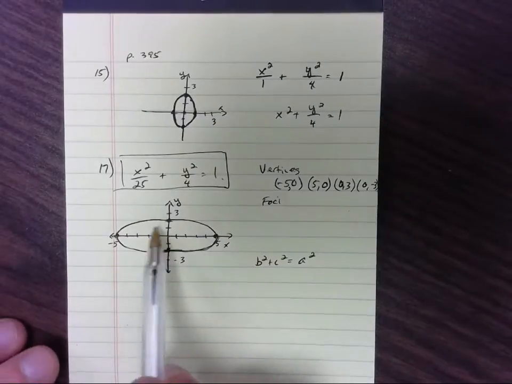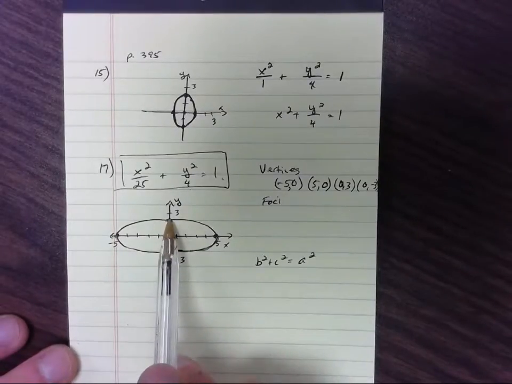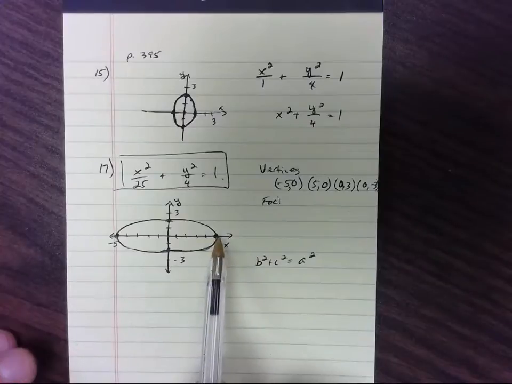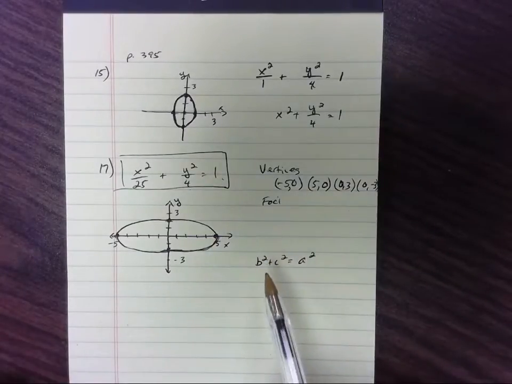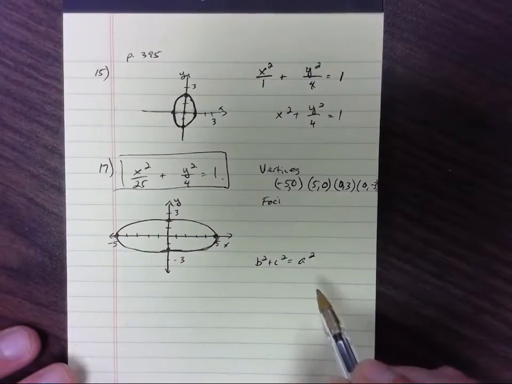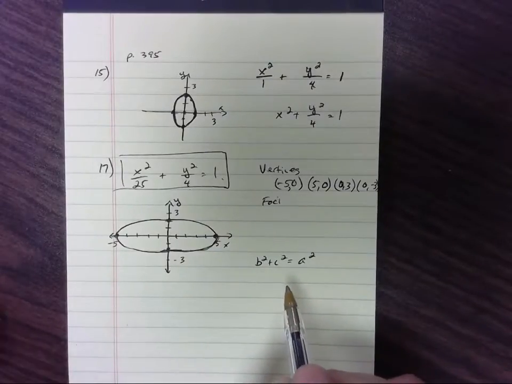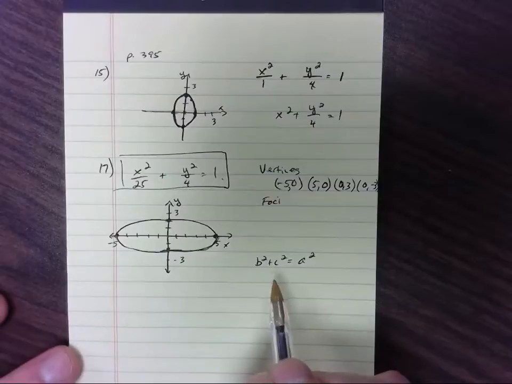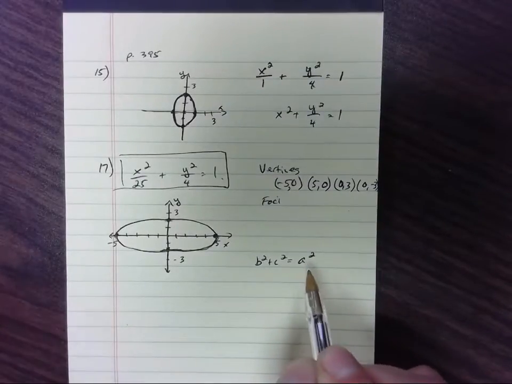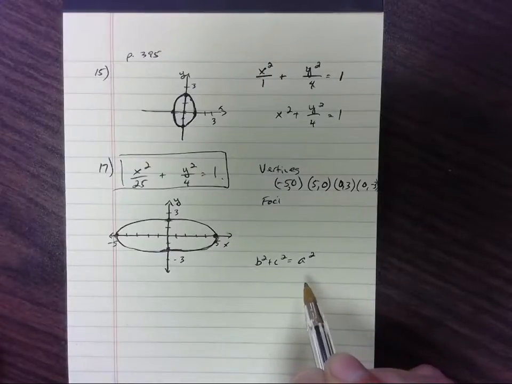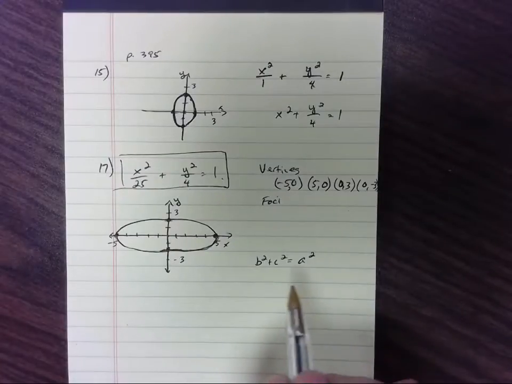And then all the vertices come from the endpoints of the major and minor axes, and that's right here. So those 4 vertices. Now the foci, we need to first figure out the value for c. So we have the formula we learned in class today, b squared plus c squared equals a squared, a version of Pythagorean theorem. So let's plug in what we know.